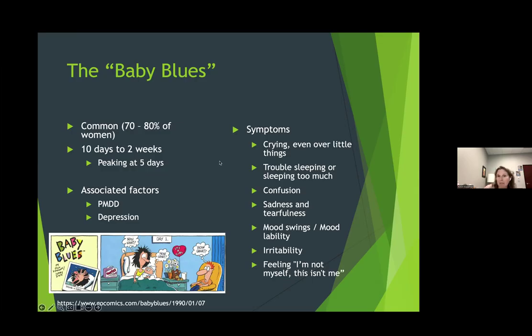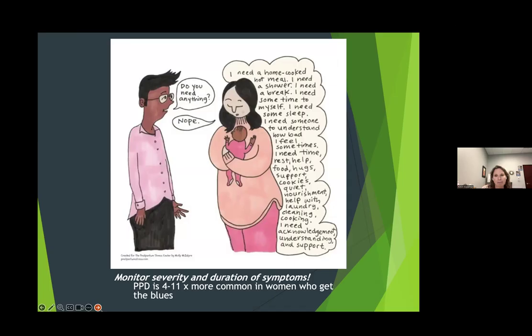I'll talk about that in a minute. But the symptoms are things like crying when it doesn't make sense. I certainly remember doing that myself. Trouble sleeping, confusion, sadness, mood swings, irritability, not feeling like yourself. Those are things that can look a lot like depression, but we don't want to mistake it for depression. And I'm not going to talk about treatment, since the blues is not something that we really treat. What I want to emphasize is that women have a lot of needs that will help them get through the blues.